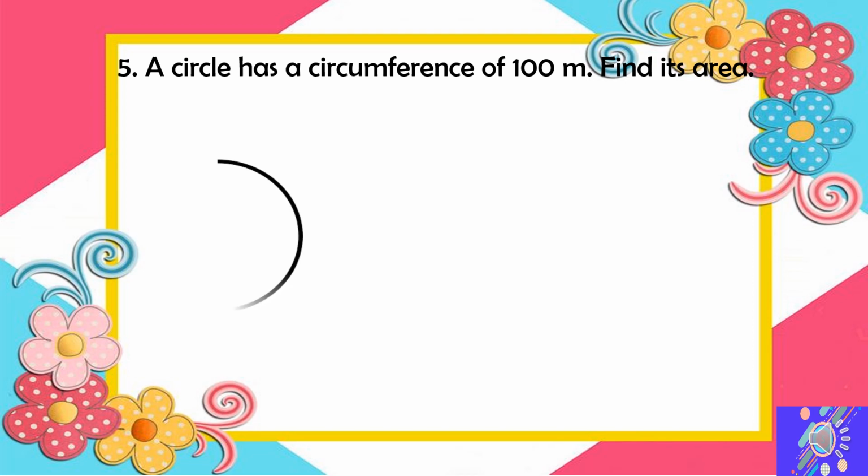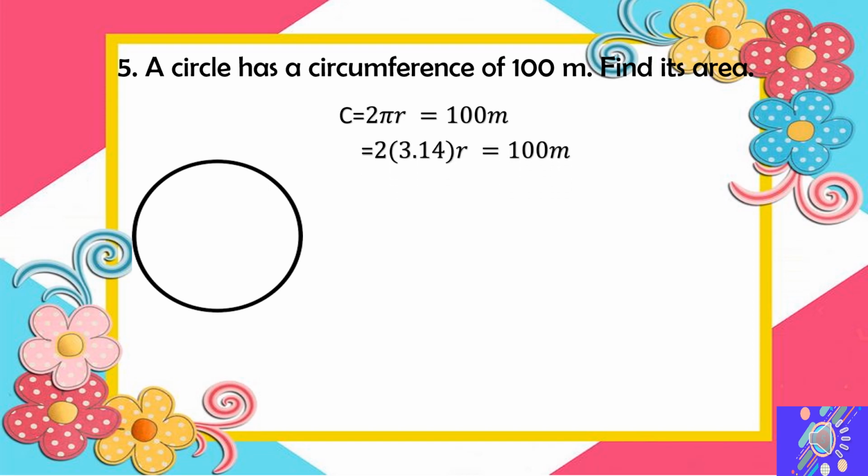Okay. So, kunin muna natin ang circumference ng circle na ito. And the formula in finding the circumference is C equals 2 pi r equals 100 meters. Okay, so let us now substitute. So 2 times 3.14, which is the value of pi, times the radius equals 100 meters. So when we multiply 2 times 3.14, you will get 6.28, and then radius equals 100 meters.